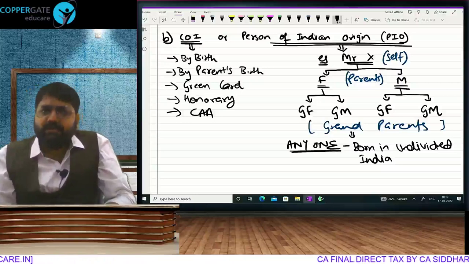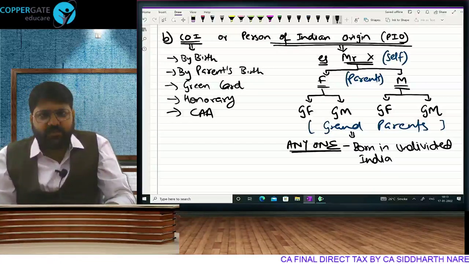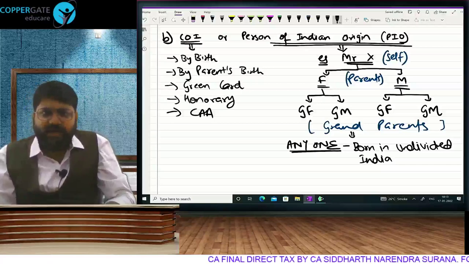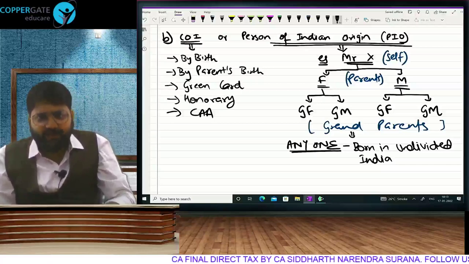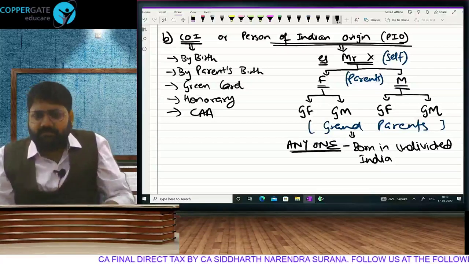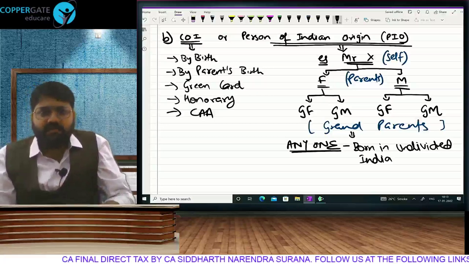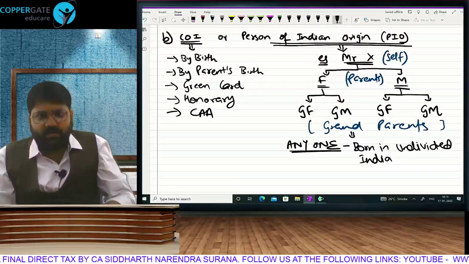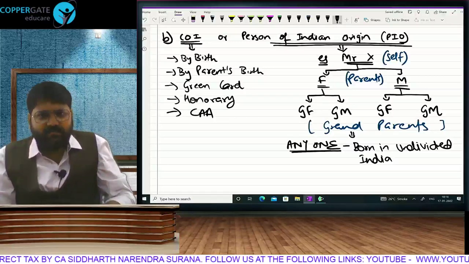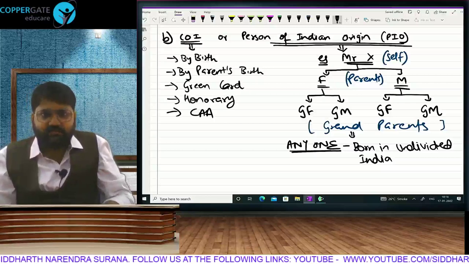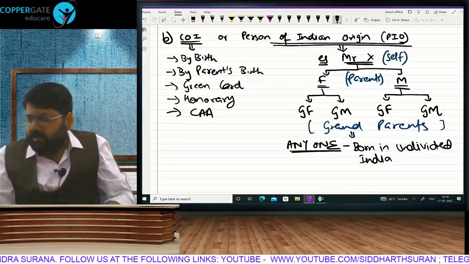Undivided India means India in its present structure, and also Pakistan and Bangladesh before 1947, because before 1947, Pakistan and Bangladesh were a part of India. To give you some small examples, Dr. Manmohan Singh, Prime Minister of India for 10 years, born in Lahore, present day Pakistan. Undivided India. Are you understanding?